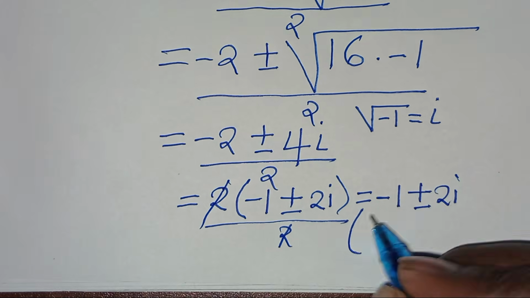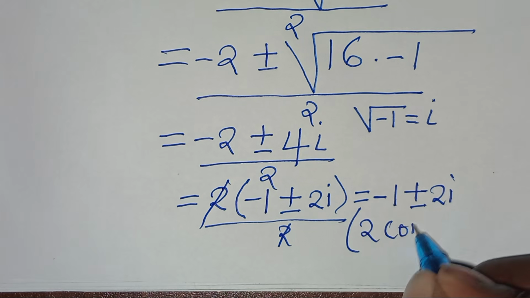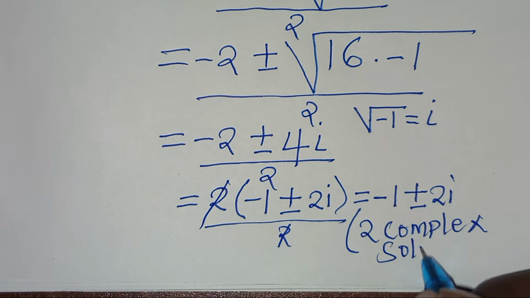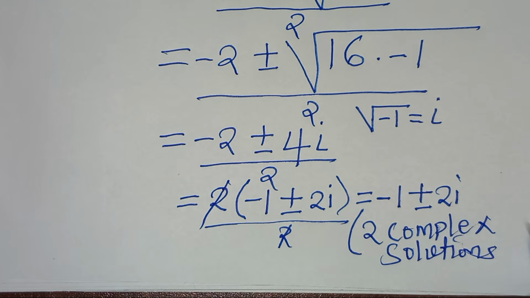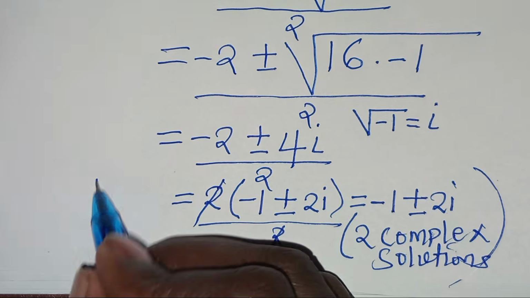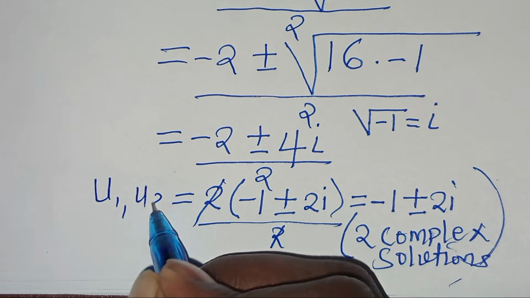So you find that these are two complex solutions. That is u1 and u2.